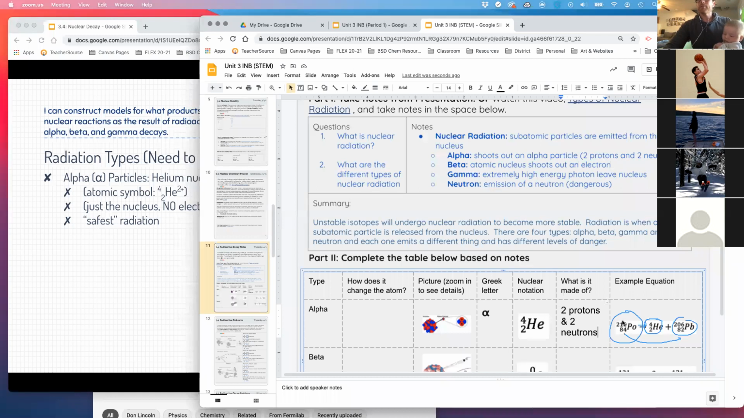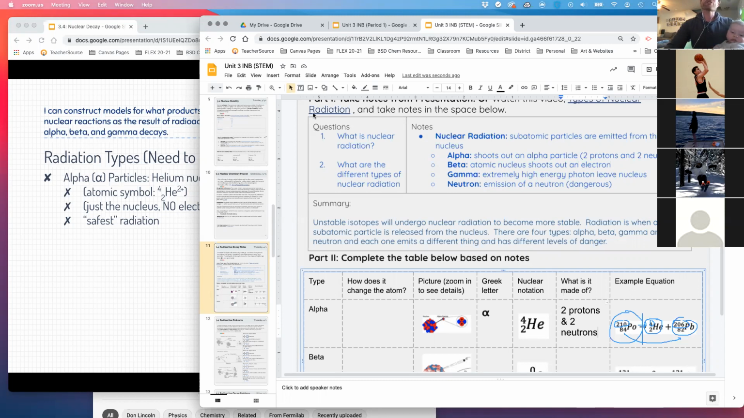But let's look at this. I have 210 on top here and 206 over here and 4 here. So this 210 minus 4 equals 206. 84 minus 2 equals 82. So there's still a law of conservation of mass. The number of protons that we started with and the number of protons that we ended with are the same. That didn't change. What changed here is the element.